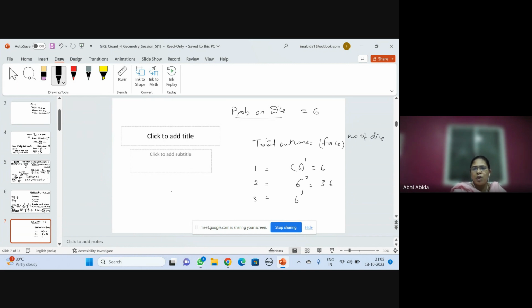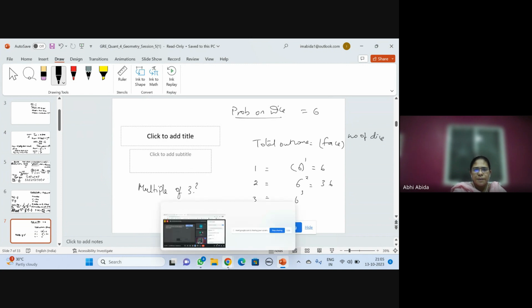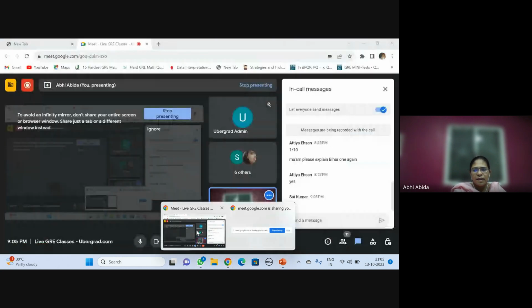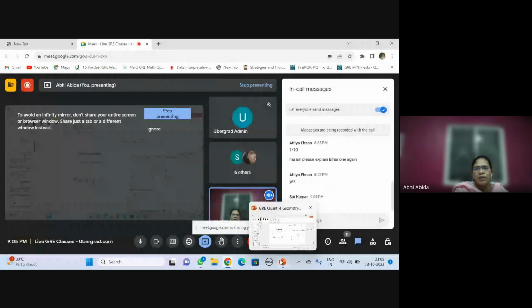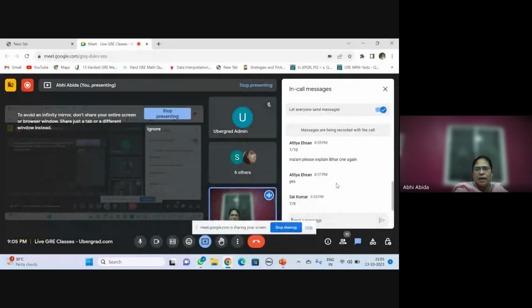In this way, we will find the total outcome. For the required outcome, we have to see what the requirements and conditions given are, and go through the requirement. For example, let us say a simple question here. If a die is thrown, what is the probability of getting a multiple of 3? If only one die is thrown, what is the probability of getting a multiple of 3? Quick reply in chat box.